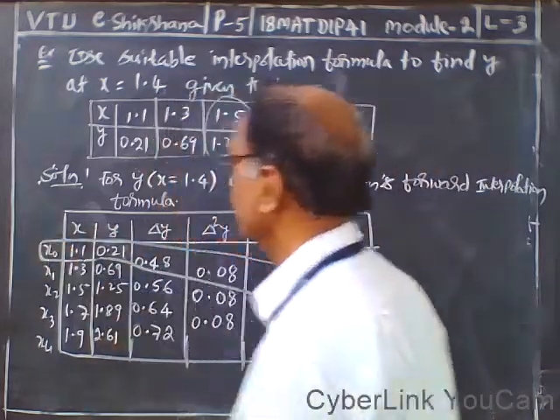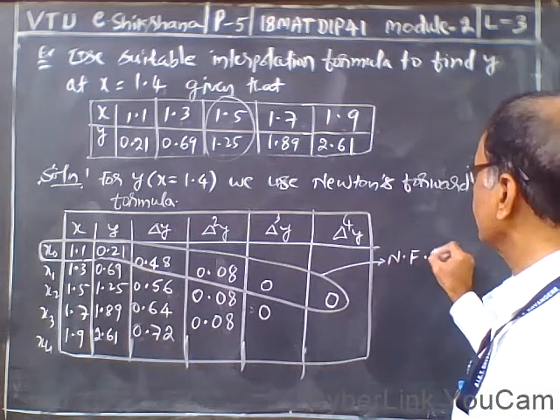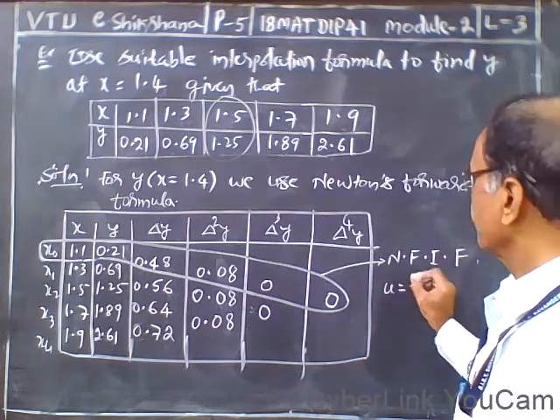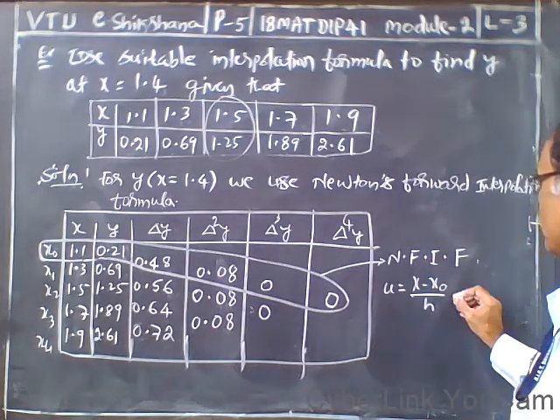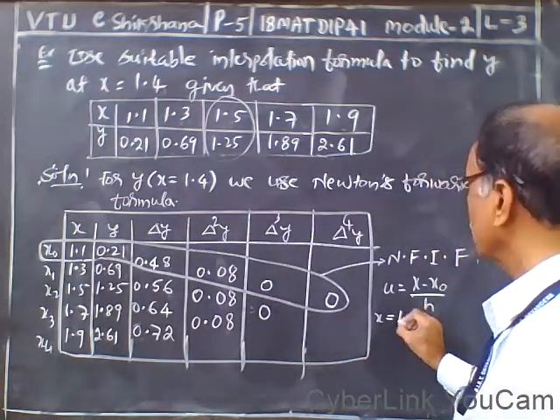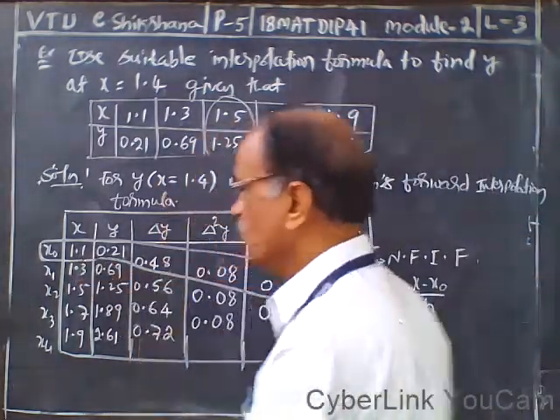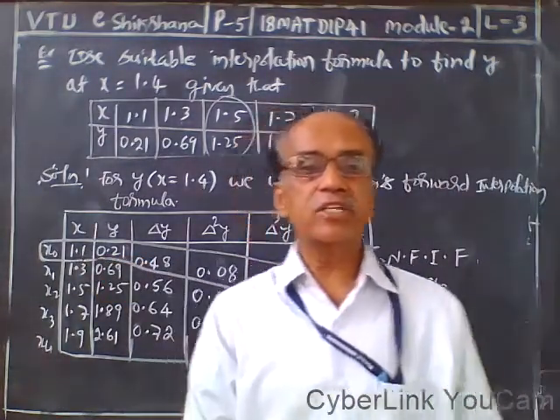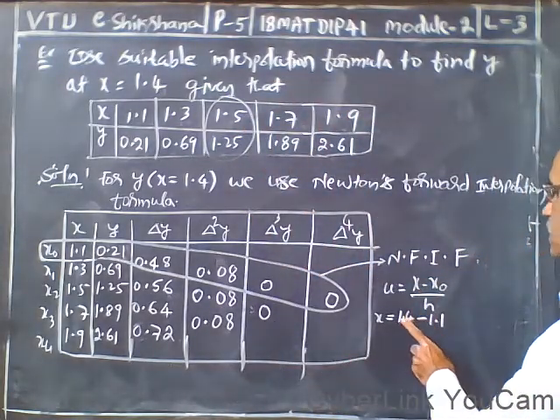That means we take the top diagonal for Newton's forward interpolation formula. Then, what is u? u is equal to x minus x naught divided by h. Your x is the unknown number, 1.4, minus x naught, that is 1.1. So 1.1 is the initial value, the first value in the x column. Therefore, 1.4 is the unknown number.